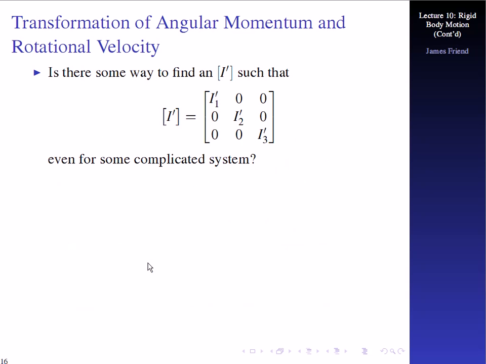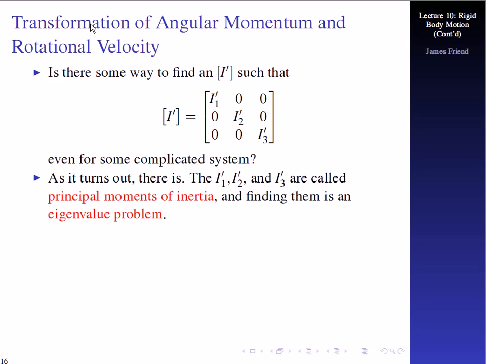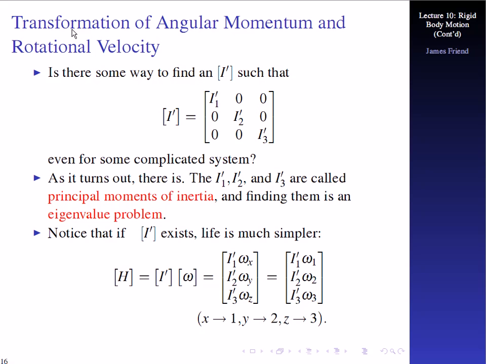And we might be able to go back and find an I prime such that we have no products of inertia: I prime 1, I prime 2, I prime 3, even for some sort of complicated system. And indeed we can. I prime 1, I prime 2, and I prime 3, in that situation where this is true, are called principal moments of inertia. And to find them, we can go through an eigenvalue problem. If I prime exists, then life is a lot simpler. It tells us that the angular momentum is rather simple to write: I prime 1 omega x, for example, I prime 2 omega y, I prime 3 omega z. These are our motions along this particular set of three axes.